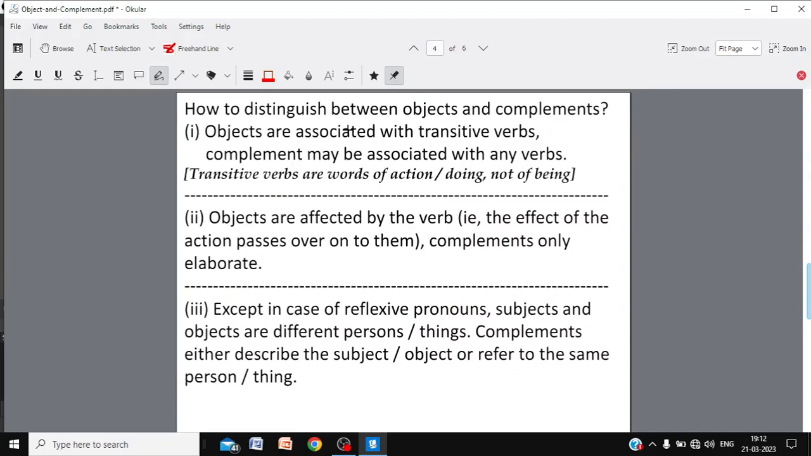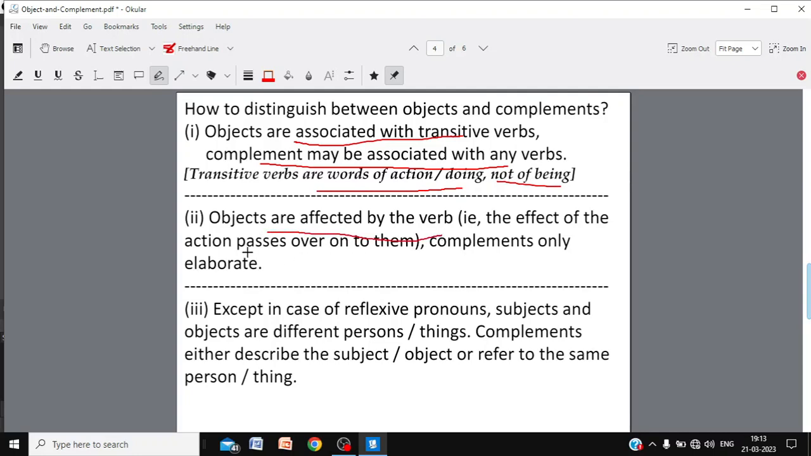Now, how do you distinguish between objects and complements? Objects are associated with transitive verbs. Complements may be associated with any verbs. Transitive verbs are words of action or doing, not verbs of being. Objects are affected by the verb.